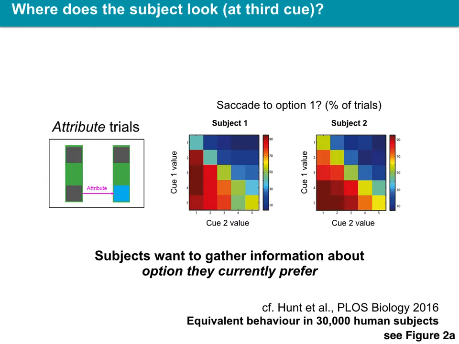And that paper also has some important controls built in for how informative the different locations might be in terms of revealing information about which choice you should make. But nevertheless, the humans still show this behaviour of gathering information about the option that they think that they might choose at the end of the trial.